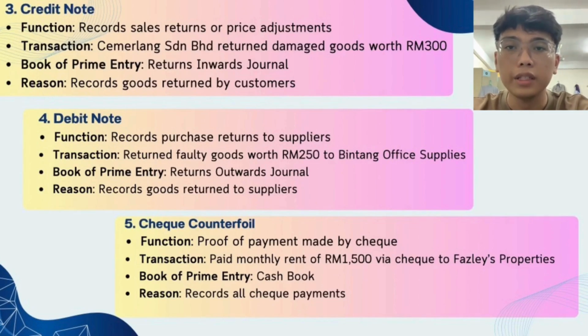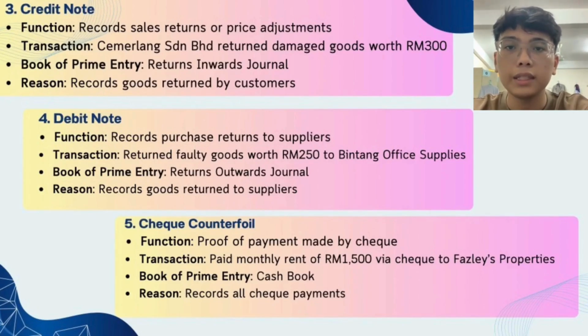Number 4 is debit note. The function of debit note is to record purchase returns to suppliers. For the example of transaction is returned faulty goods worth RM250 to Bintang Office Supplies. The book of prime entry is returns outward journal. The reason is because it records goods returned to suppliers.